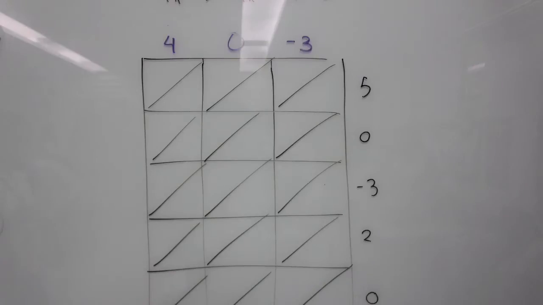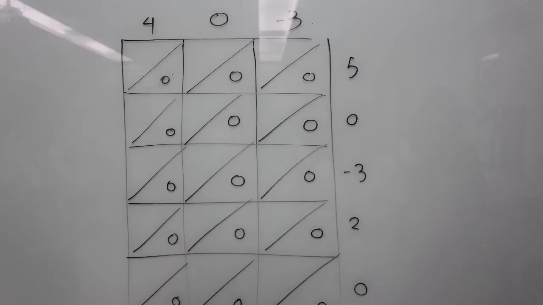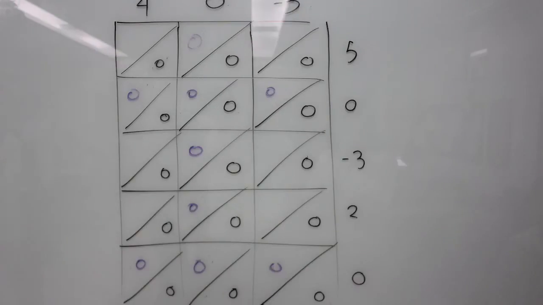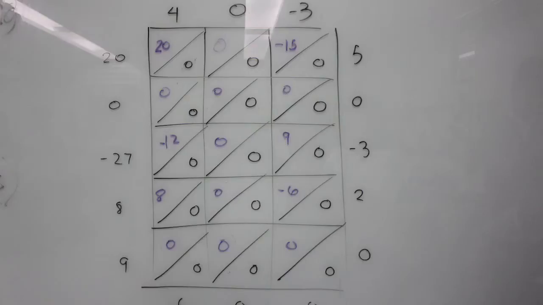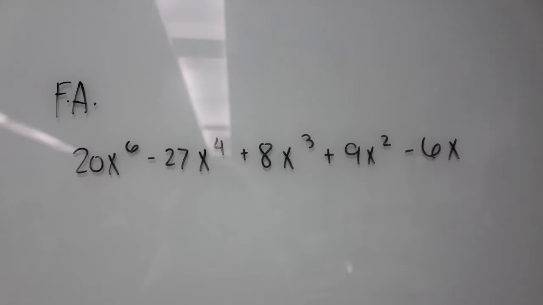We make the diagonals. Then we add the zeros under each diagonal. We then multiply the column entry by the row entry and write the answer in each cell. We get the sum of each diagonal and then we derive the final answer from it. And of course, you have to multiply the degrees of both factors and write it in decreasing order.